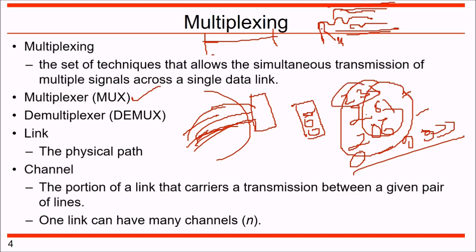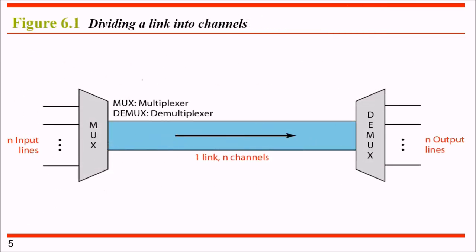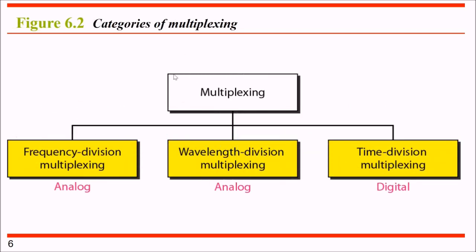This channel is at a certain different frequency. This channel is at a different frequency, or say time, or say wavelength also. We'll see about these three types of multiplexing. How can you divide a link into channels? This is only one link, but you have different channels: the first channel, second channel, third channel, fourth channel, and input lines. By multiplexing and demultiplexing, you can get n inputs and similar n outputs. So multiplexing can be of three types: FDM, frequency division multiplexing; wavelength division multiplexing, that is WDM; and time division multiplexing.